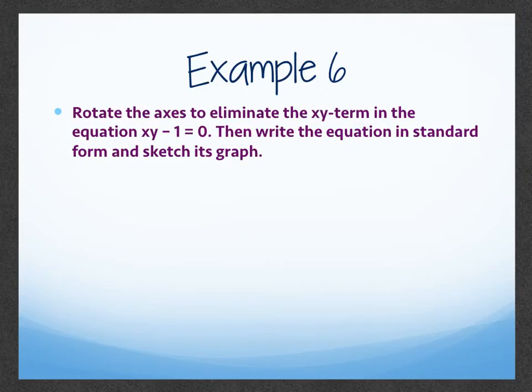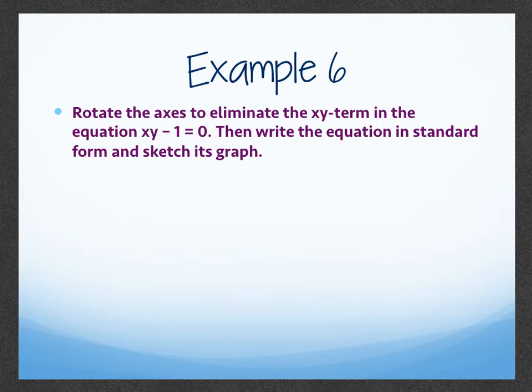All right. We're going to start easy. Example 6 says rotate the axis to eliminate the xy term in the equation xy minus 1 equals 0. Then write the equation in standard form and sketch its graph. So that is a conic disguised. It's one of the conics we know, but right now it doesn't look like it. It's disguised in a different way.